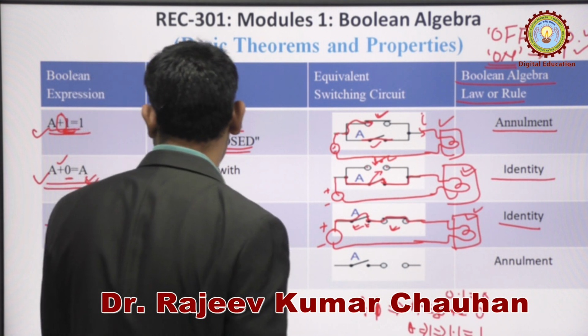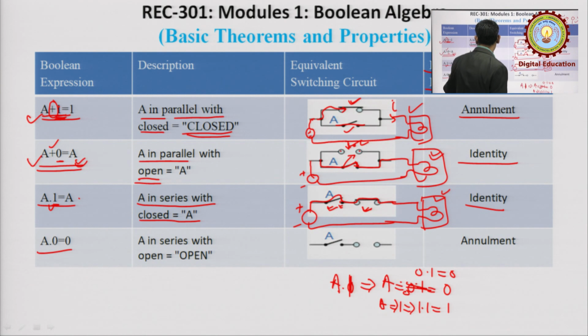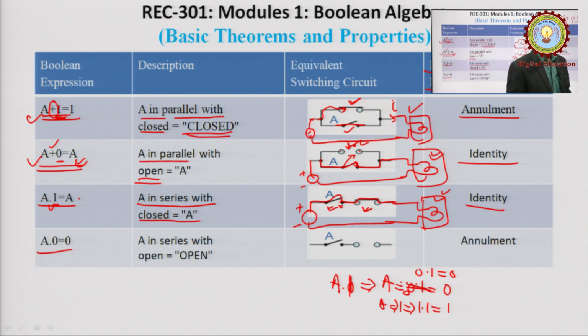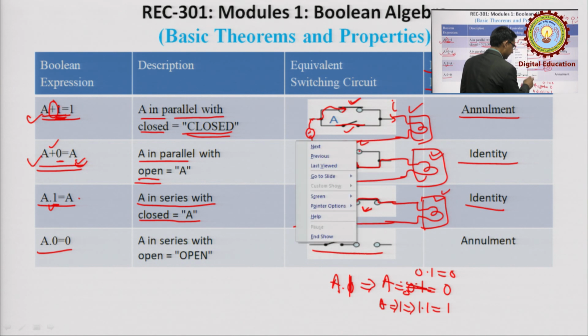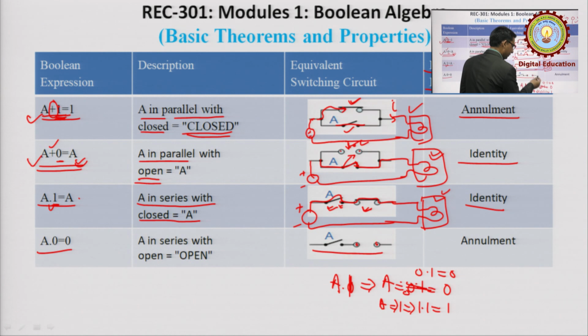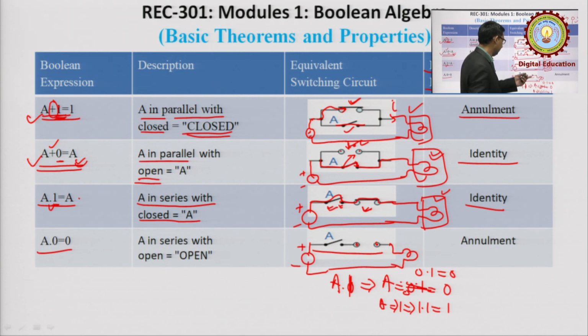Now, the next one is A dot 0 is equal to 0. Dot 0 means the switch given is in off state and is connected in series with the other one. For example, the connections will be like this. If both switches remain in off state, both are in 0 state, and if I connect the plus and minus like this, no current will flow because of this open circuit.